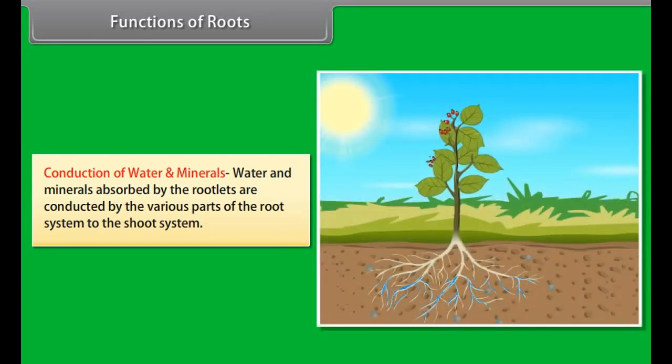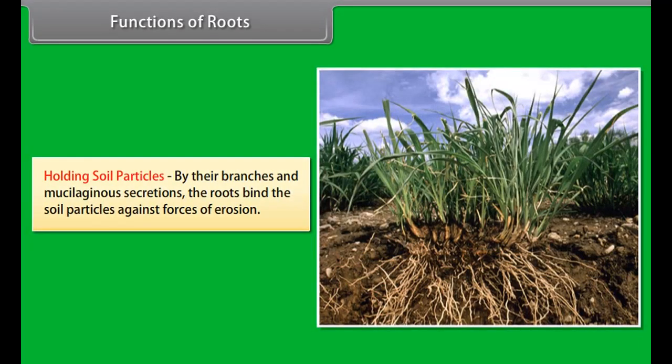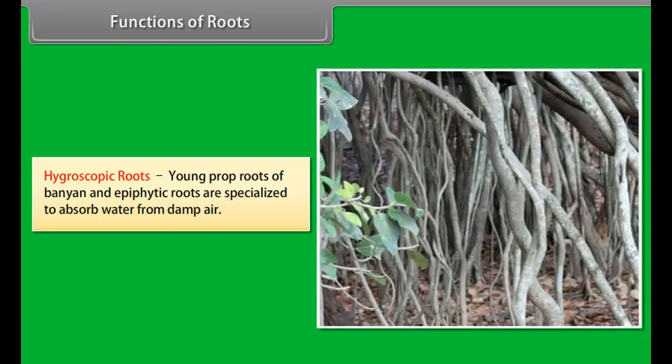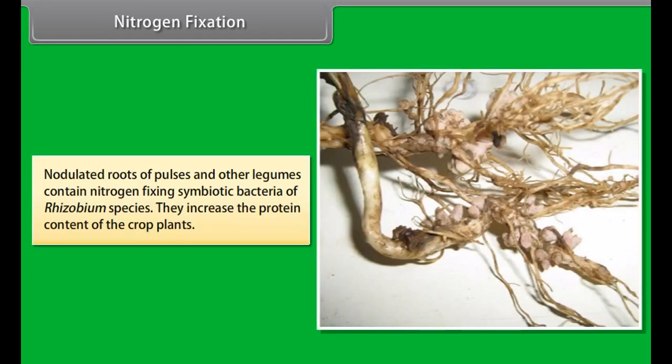Conduction of water and minerals. Water and minerals absorbed by the rootlets are conducted by the various parts of the root system to the shoot system. Holding soil particles. By their branches and mucilaginous secretions, the roots bind the soil particles against forces of erosion. Hygroscopic roots. Young prop roots of banyan and epiphytic roots are specialized to absorb water from damp air. Nitrogen fixation. Nodulated roots of pulses and other legumes contain nitrogen-fixing symbiotic bacteria of Rhizobium species.